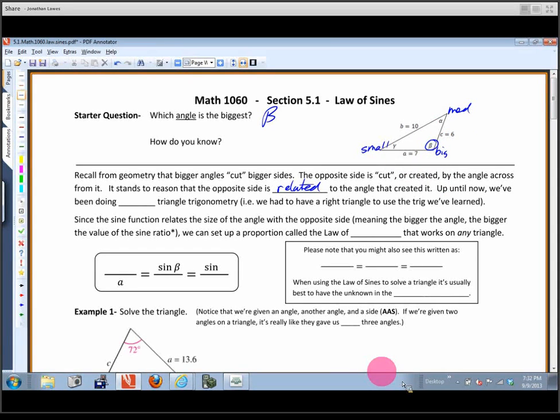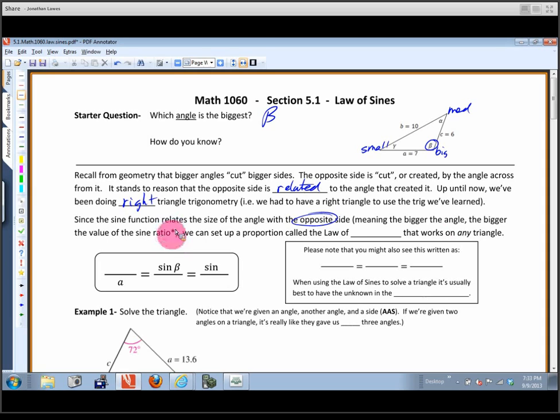So the interesting part about making this type of argument is that we can now make some adjustments to the trigonometry that we've been learning. Up until now, we've only been able to do right triangle trigonometry. They had to give us a right triangle, or we had to make a right triangle in order to use the trigonometry that we've learned. Now, the sine function relates the size of an angle with the opposite side, opposite over hypotenuse, so we're going to exploit that relationship. The way it's related is the bigger the angle is, the larger the value of the sine ratio.